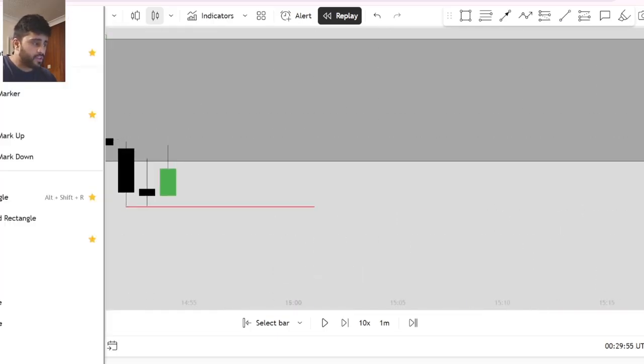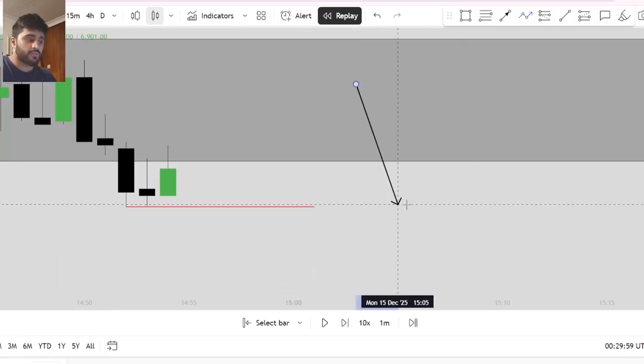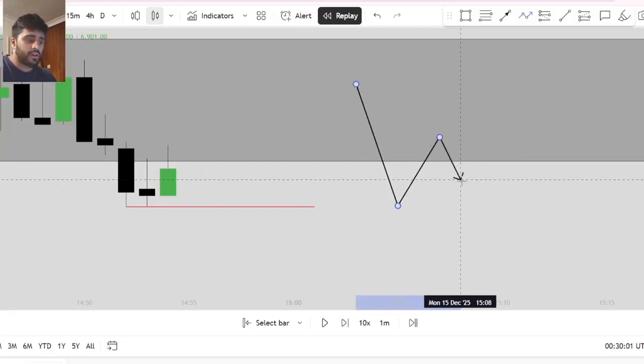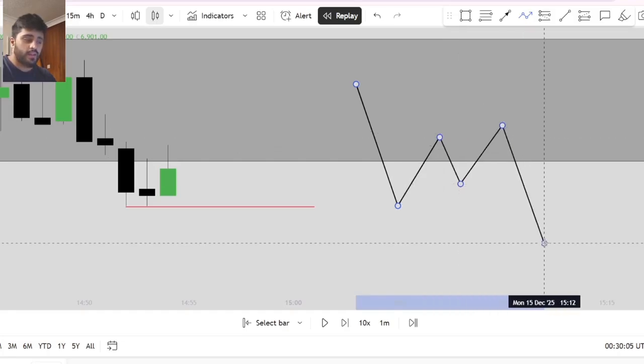For those who are not familiar with how I trade, it's key levels, break and retest with order flow. So we see price giving us a break. We want to see some kind of a retest. It can be 1 candle, it can be 10 candles. It doesn't really matter. And then we enter.